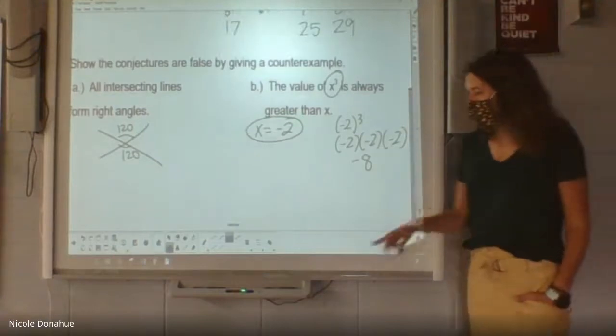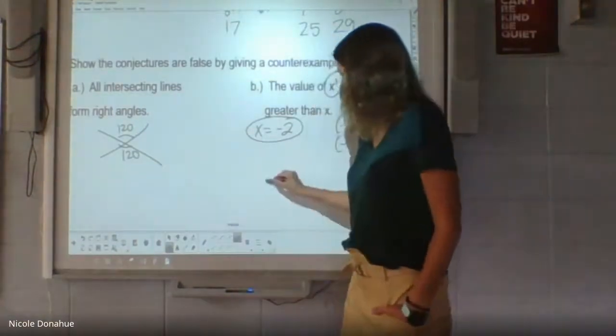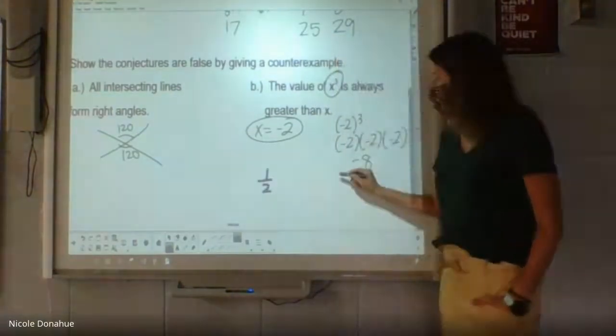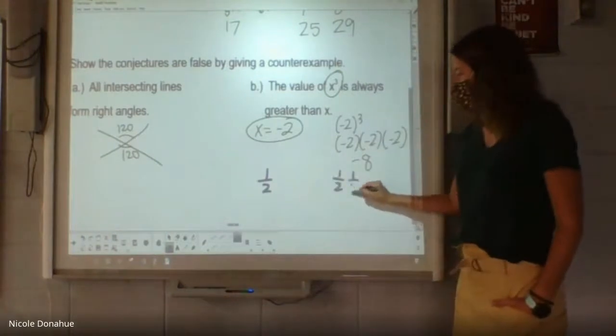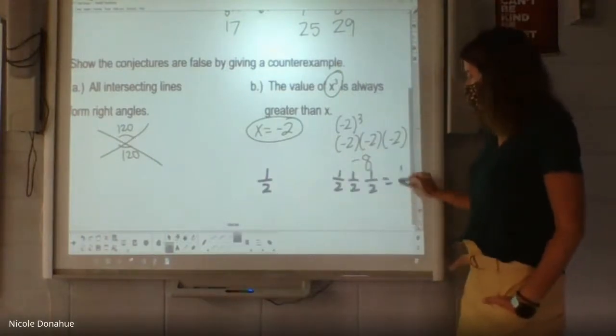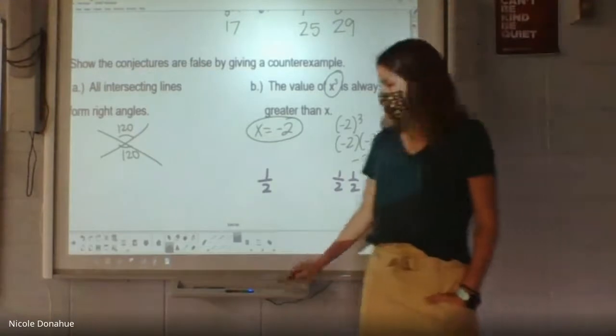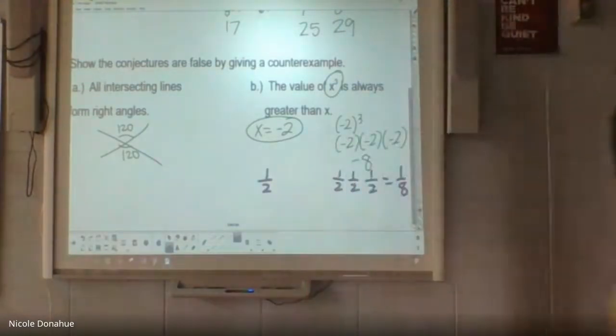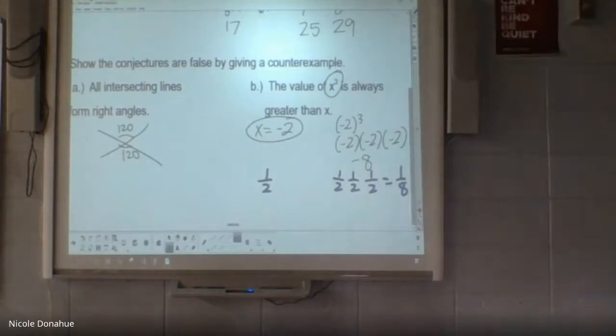If I use 1/2, 1/2 to the third power, when I multiply that, that's going to be 1/8, and that's actually smaller than a half, so a fraction also does the same thing. So just kind of watching for different types of numbers to try for something like those.